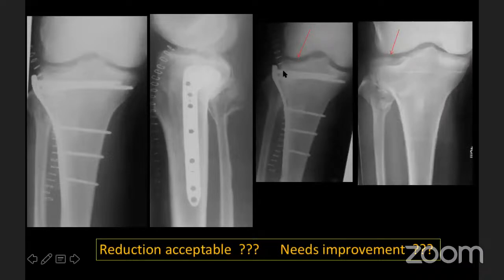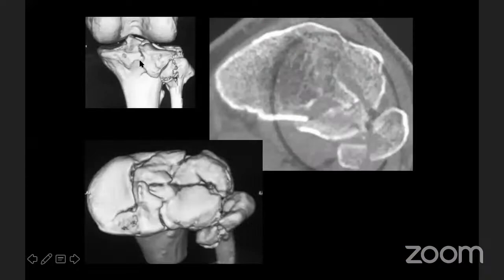This was the pre-op X-ray. This is the post-op X-ray. There is something missing here. That is the posterior condyle. ये injury pattern था सर इसका. Posterior condyle, anterolateral condyle, and the fibula head. This is the fracture.